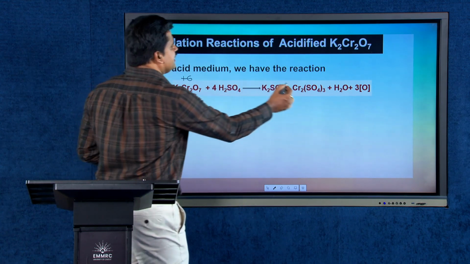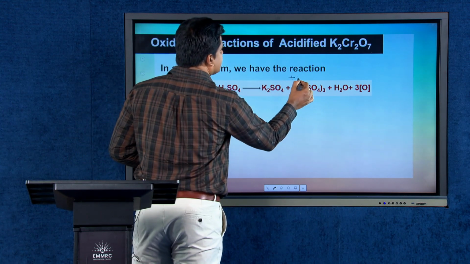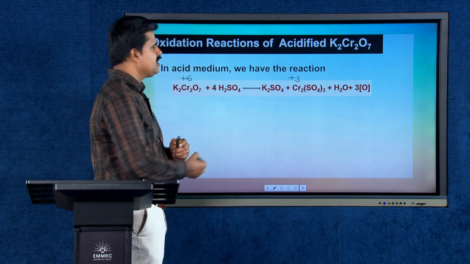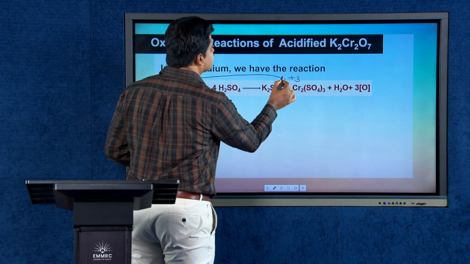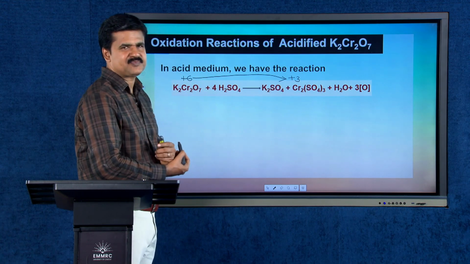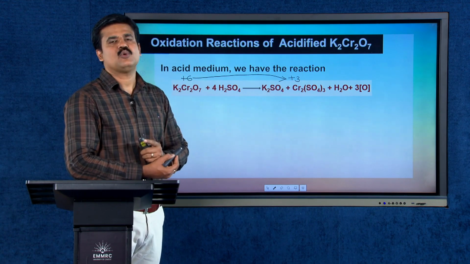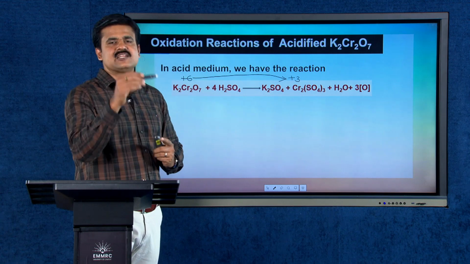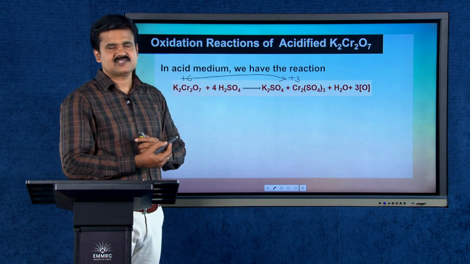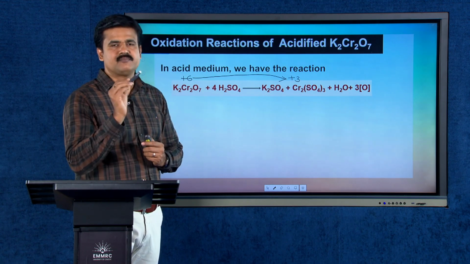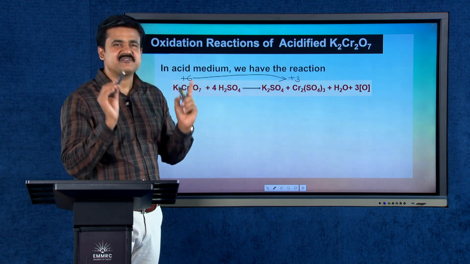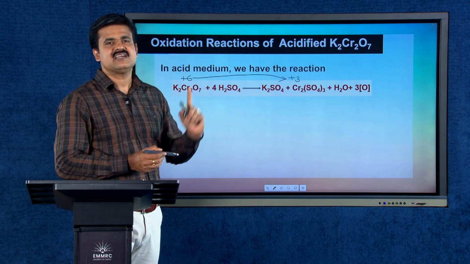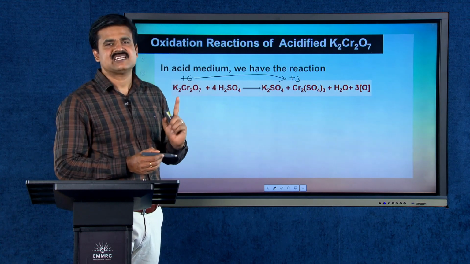So, in this case, chromium is present in +3 oxidation state. During the course of this reaction, +6 oxidation state is just reduced to +3 oxidation state. So, there is a decrease in oxidation number. Decrease in oxidation number means reduction. So, reduction occurs for potassium dichromate. Reduction happens for an oxidizing agent. So, it is very well clear that potassium dichromate acts as an oxidizing agent in this reaction.